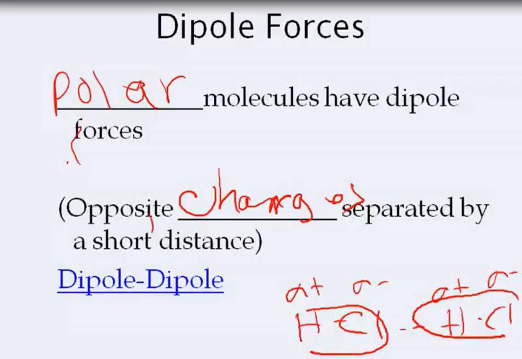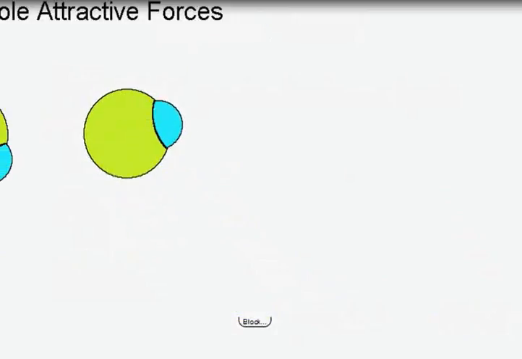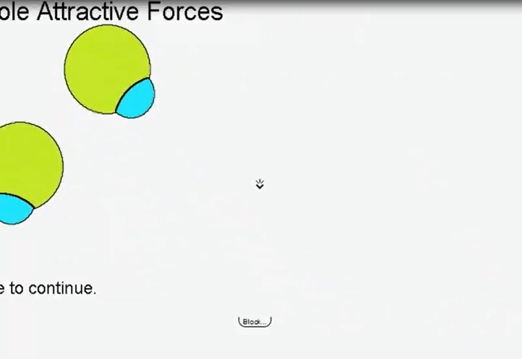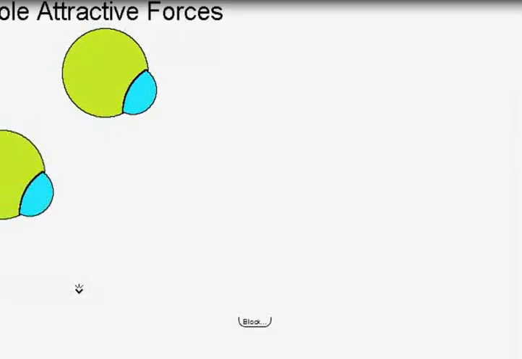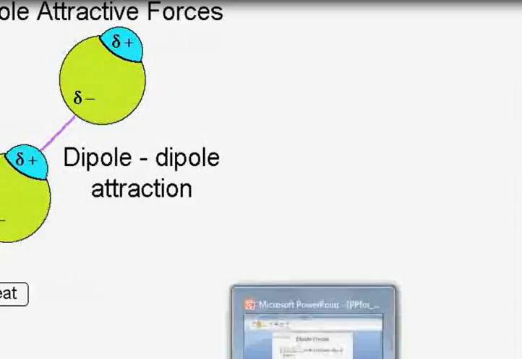It's called a dipole-dipole. Let's take a look at what this looks like. So let's say this is the HCl, the blue part is the hydrogen, the green part is the chlorine. We can see the dipole within the molecule. There's a positive pole here, negative pole here. This is a dipole. Adjacent molecules have a dipole. And what happens with dipole forces is they line up. And that's the dipole-dipole interaction.